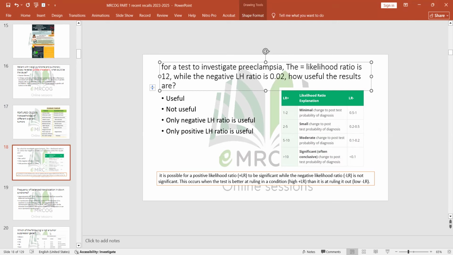If any of you have attended this exam, you can help me out with a better scenario. The positive likelihood ratio is 12, while the negative likelihood ratio is 0.02. How useful are the results? Simply, if you don't know how to interpret likelihood ratio, forget about the question, say bye-bye, and skip to the other one. You still have a chance of 1 in 4 to get the right answer. So try your luck. Otherwise, if you know, then congratulations, this question is very, very easy.